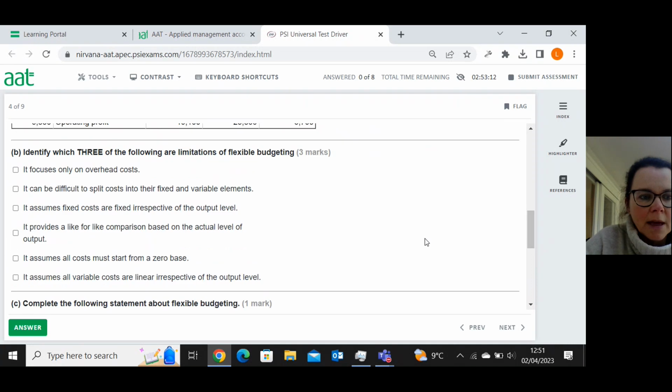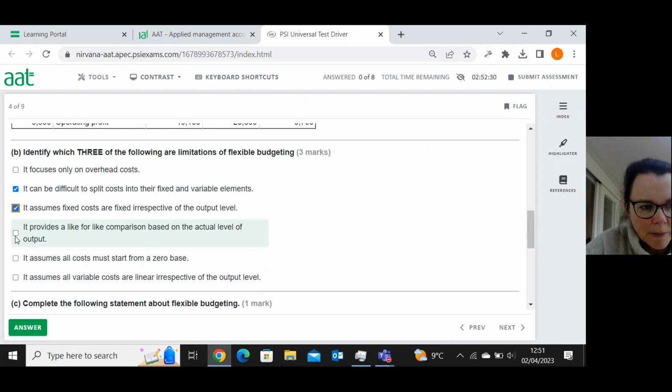It can be difficult to split costs into their fixed and variable elements. Yes, it could be. So I'll tick that one for now. It assumes fixed costs are fixed irrespective of the output level. Yes, unless it talks about stepped fixed, then we just leave fixed as fixed, which is quite an assumption to make. So I think it could be that one. It provides a like-for-like comparison based on the actual level of output.